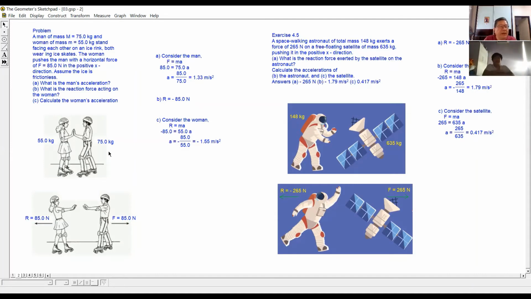Now, why must they say it is on the ice skating rink? Because there will not be any friction, or almost zero friction, between the man and the floor and the woman and the floor. So they give you the ideal case, the most ideal case where there is no friction: both of them standing on ice.